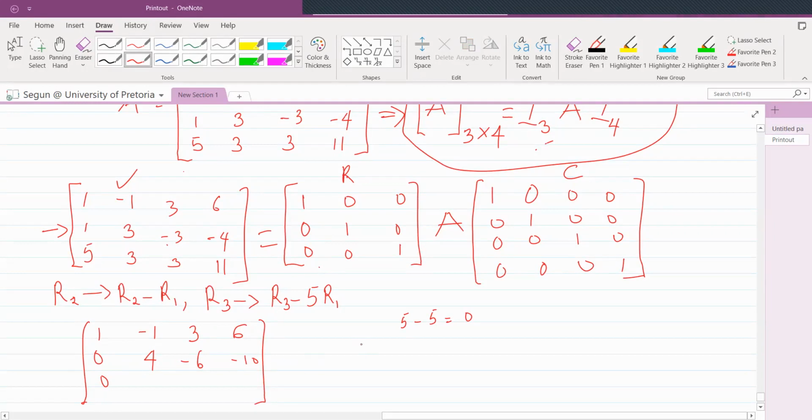So the next element is 3. 3 minus 5 times minus 1. Any question? Five times minus 1 becomes -5, which is equal to what? 8. Put it there.